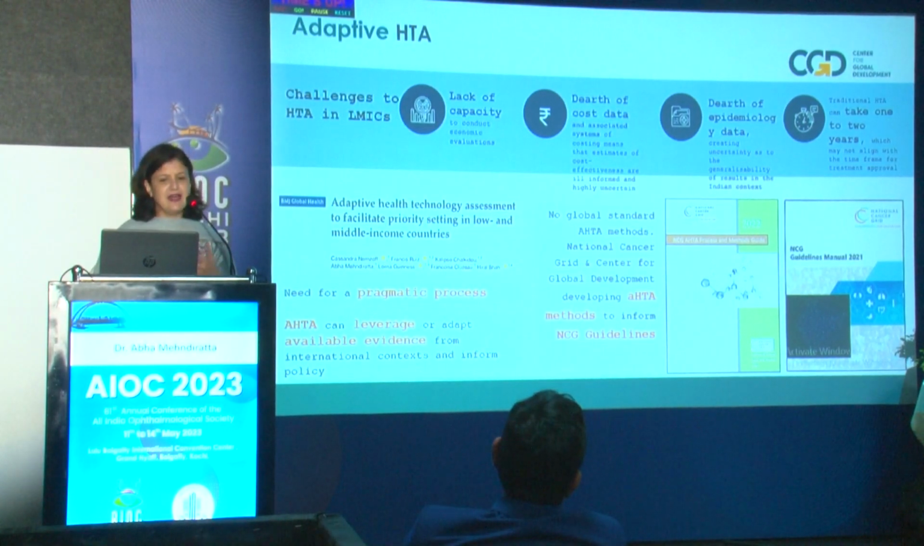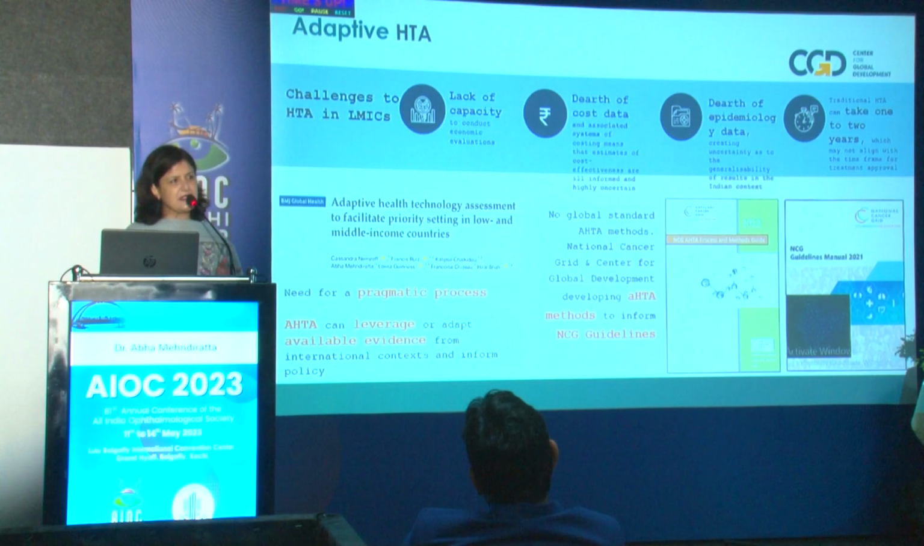There can sometimes be an issue with limitation in the availability of the cost data, as well as limitation in local epidemiological data. And that's why the need for a more pragmatic process and how we can leverage available international evidence where other countries may have done a health technology assessment on a similar topic, being aware that we're talking about different health systems which have different costs, and how can we develop methods which can then make adjustments for the costs in India. So this is some innovative work that we started initially with the National Cancer Grid.